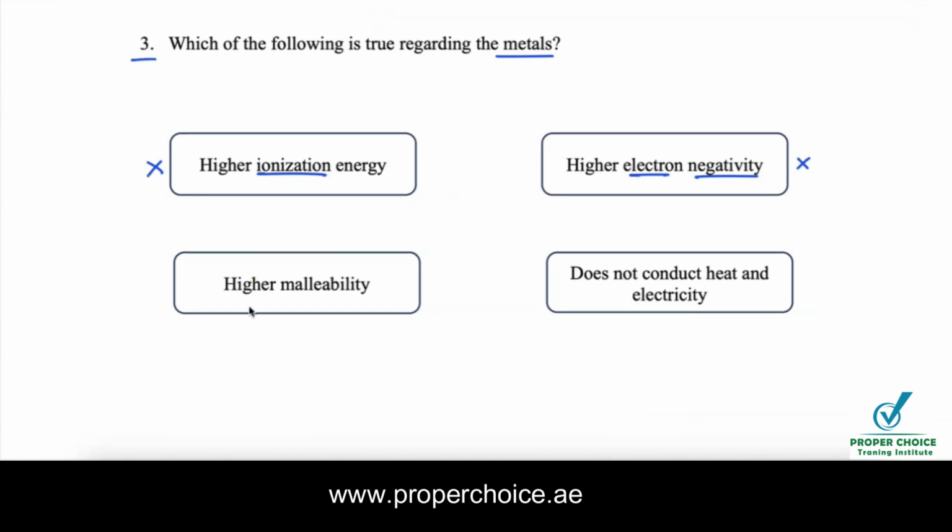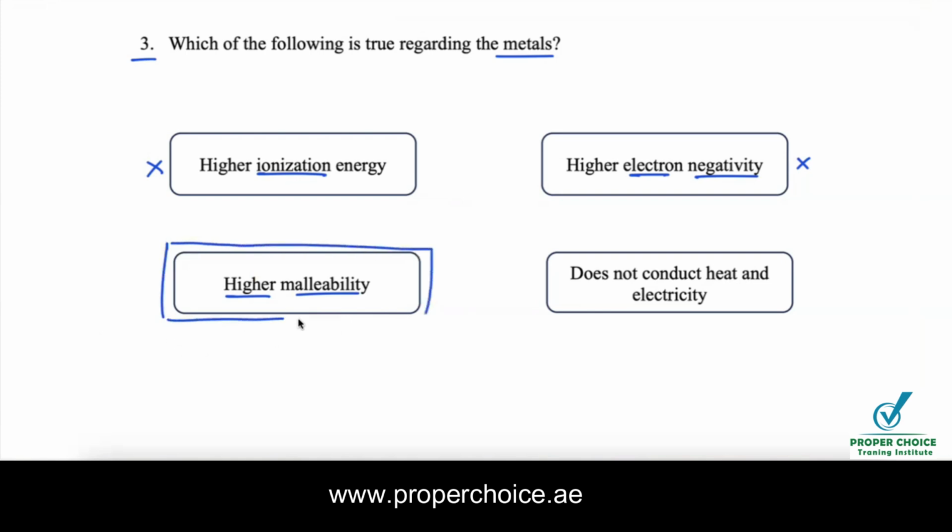The third option says higher malleability. What do you mean by malleability? Malleability is when you hammer an element, it can be converted into a sheet. For example, aluminum foil. Aluminium metal, when hammered, can be spread out into a sheet. That is a property of metals. This is true. Metals have higher malleability, non-metals don't. So this is the right option.